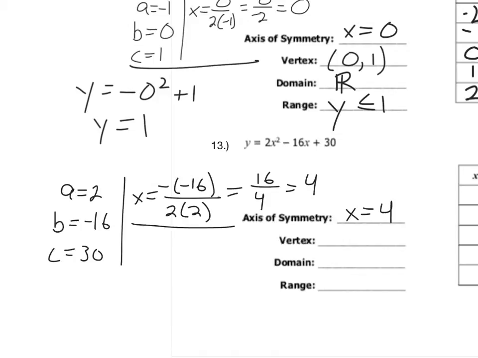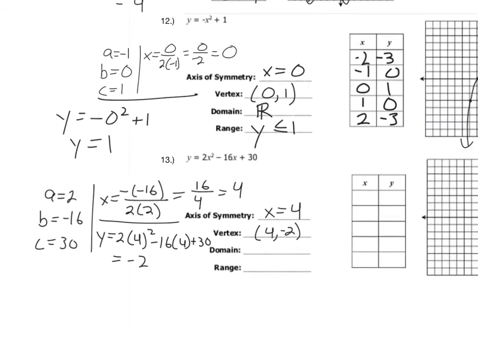Now to find your vertex, all you will need to do is plug in 4 anywhere you see an x. So this is going to be y equals 2 times 4 squared minus 16 times 4 plus 30. And that would give you an answer of negative 2. So your vertex is going to be 4, comma, negative 2. Okay, you put your vertex in the middle of your table, 4, negative 2, and then count up and down. So we have 3, 2, and then we have 5, 6.